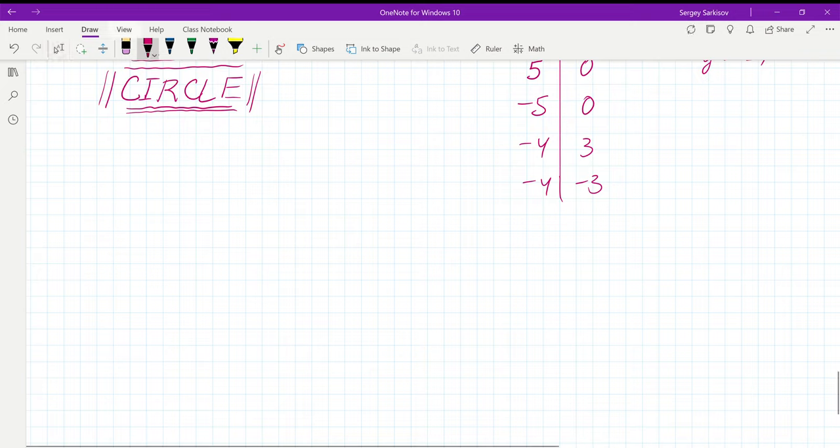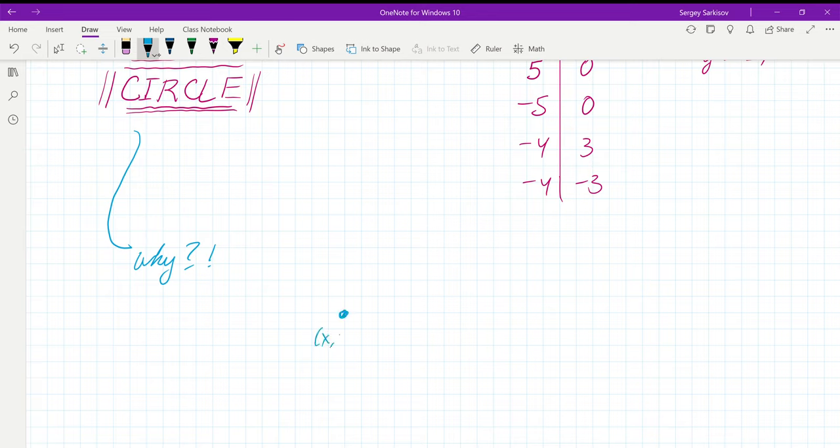So why is this a circle? Let me show you. It's really cool. You may like it. It's a circle because there's a distance formula that's very important. Remember, what's the distance between two points? Let's say x1, y1, and x2, y2. We talked about it before.